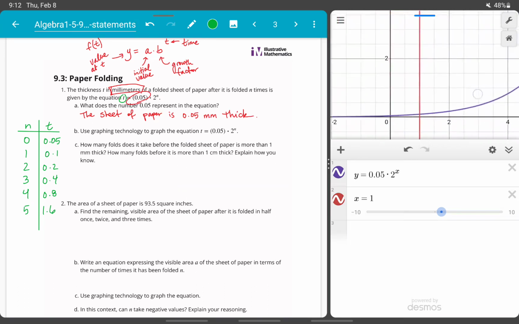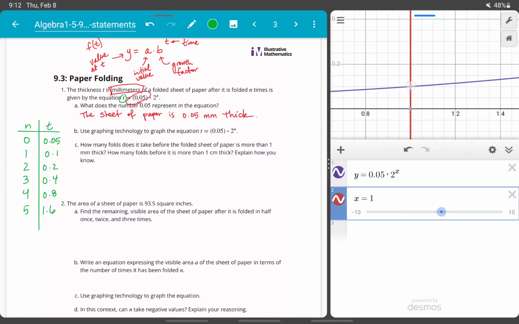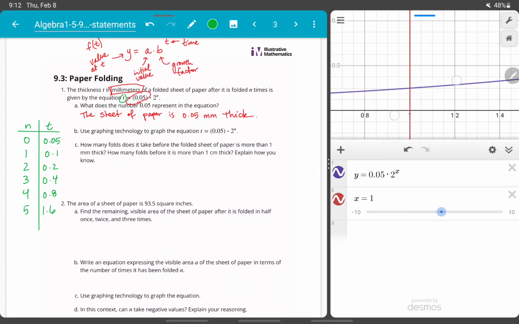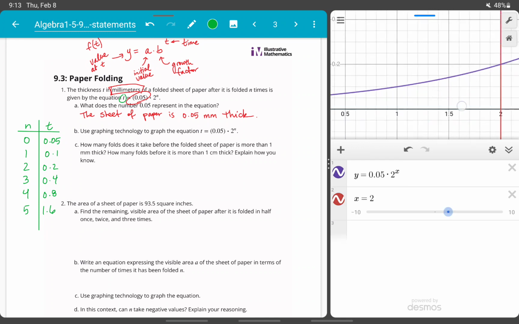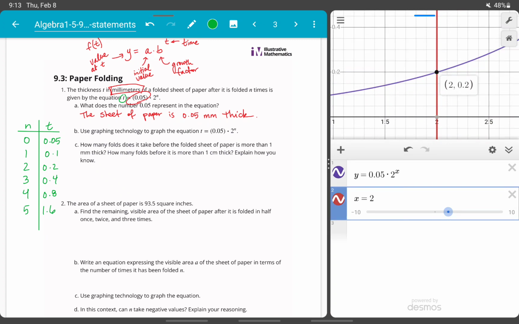Oh, maybe we need to scoot in there. Maybe we can't see that. There we go. There it was. The 1 and the 0.1. It wasn't showing up quite before. And now we can pick, for example, 2. We can scoot this over. And now we can see that there's 2 and the 0.2 like we had on our table.